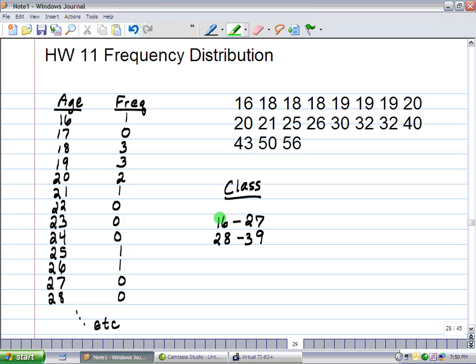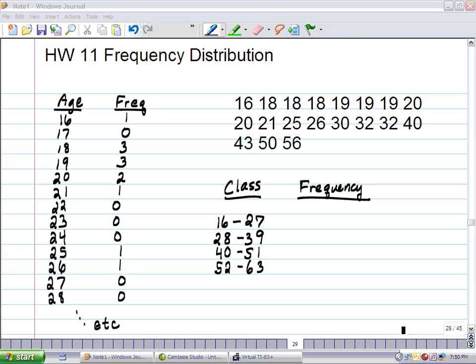So if I start with 16 and I add 11, I get 27. I can't start with 27 here because the 27-year-old can only be in one group. So 28, and I'll add 11, and 40, and I'll add 11, 52, and I'll add 11, and over here we'll put the frequency of that class.